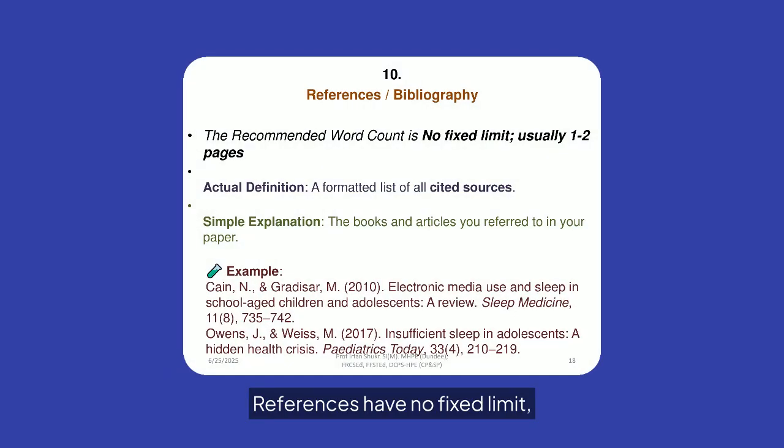References have no fixed limit, usually spanning 1-2 pages. They provide a formatted list of all cited sources, ensuring credit is given to original authors and supporting the study's credibility.